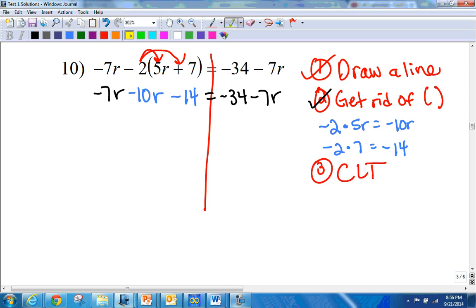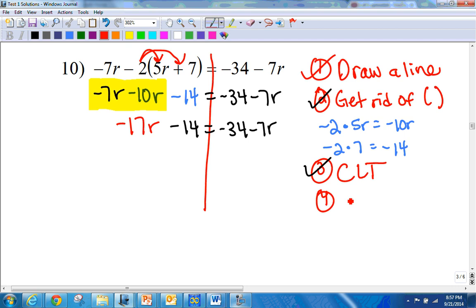So let's look at the left side. We have -7r minus 10r. We can go ahead and combine those. When we have 2 negatives, we add together. So 7 plus 10 gives 17. So -17r. And I'm going to go ahead and drop down everything else. So everything else stays the same. And there's nothing to combine on the right side because we have one variable with a number and one number by itself. So we're done combining our like terms. And from here we move to step 4, which is flip.